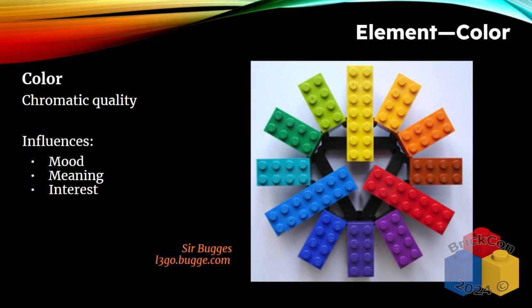And speaking of color, this is our next element. We're up to what, 6 now, I think? Yeah. Color is the chromatic quality of an item.